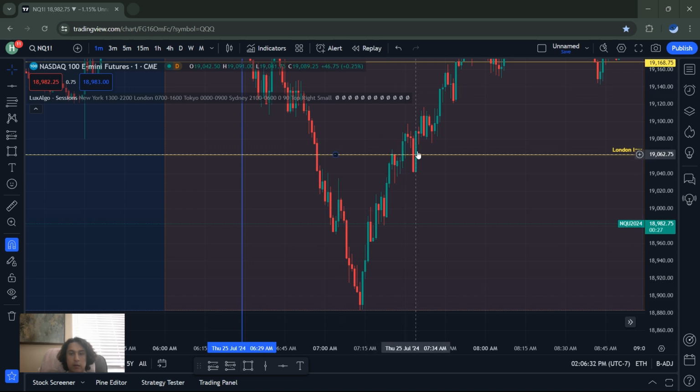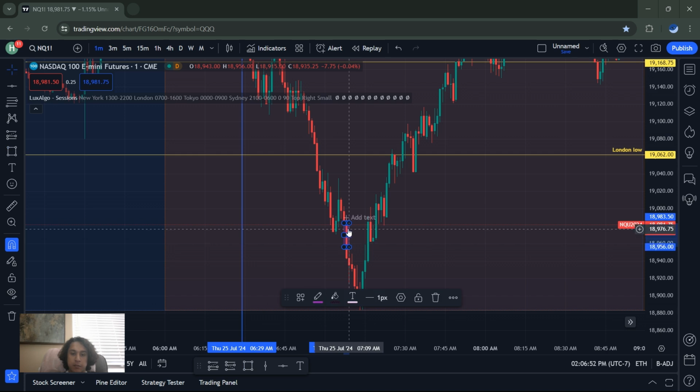So right here, London low's been swept. Buyers start buying, buyers start buying. And right here, buyers start buying a big thing. And once we start seeing big candles like this, equaling this move down, we can start using PD arrays and treating it as a market structure shift.